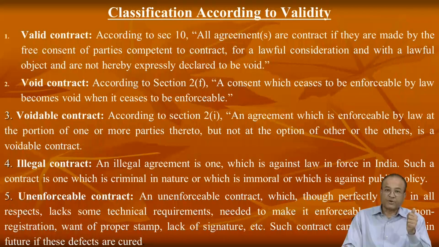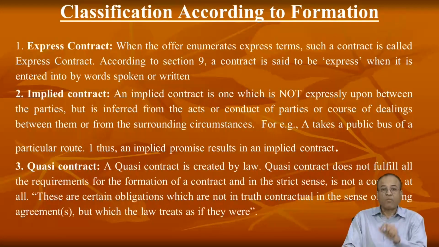Now, classification according to formation. According to formation, a contract can be express contract, implied contract, or quasi contract. Now, first, express contract. What is an express contract? When the offer enumerates express terms, such a contract is called an express contract.